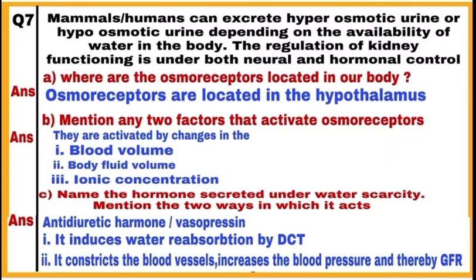When there is scarcity of water, antidiuretic hormone or vasopressin is released from hypothalamus. How does this hormone act? Number 1, it induces water reabsorption by distal convoluted tubule, and number 2, it constricts the blood vessels, which increase the blood pressure and thereby glomerular filtration rate.